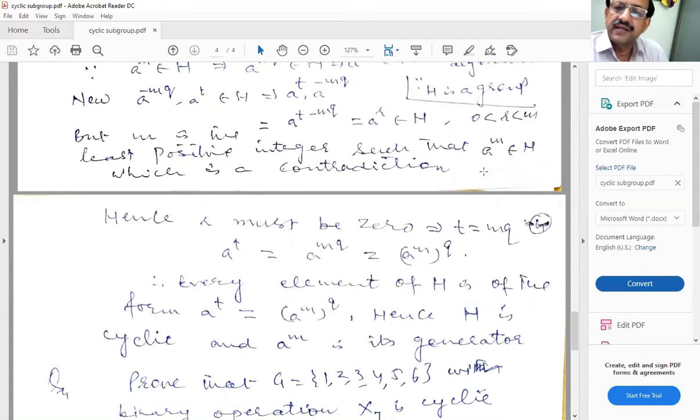Therefore, A raised to power t is equal to A raised to power mq, which is A raised to power m whole power q. Therefore, every element of H is of the form A raised to power t, equal to A raised to power m whole power q. Hence, H is a cyclic group and A raised to power m is its generator.